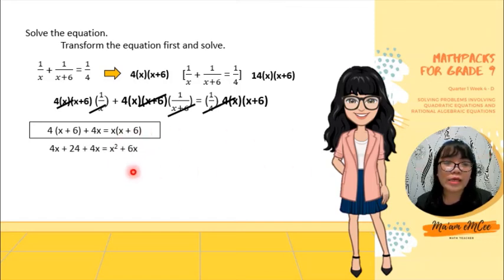Then we distribute 4 to x plus 6. 4 times x is equal to 4x. 4 times 6 is equal to 24. Then we copy plus 4x. Then we also simplify this side by distributing x to x plus 6. So x times x is equal to x squared. And then x times 6 is equal to 6x.